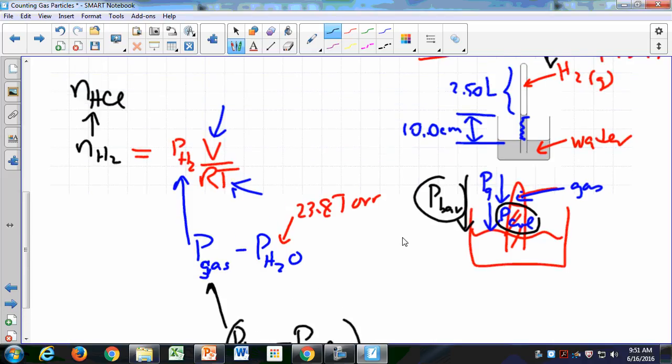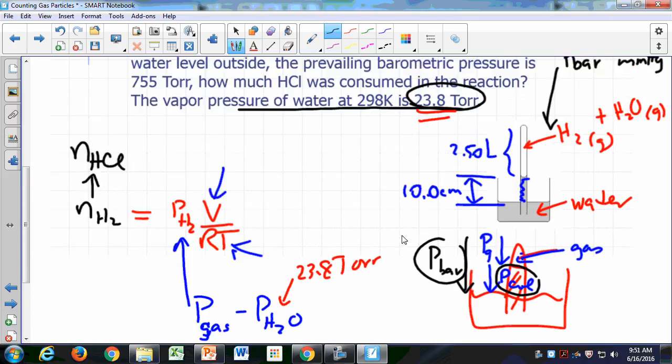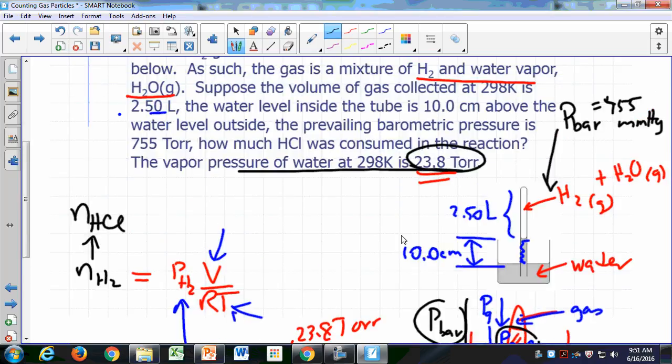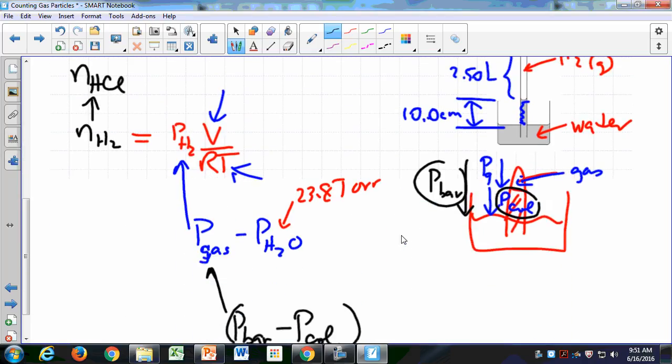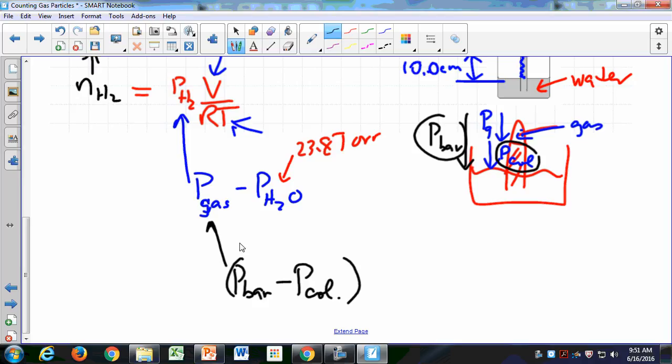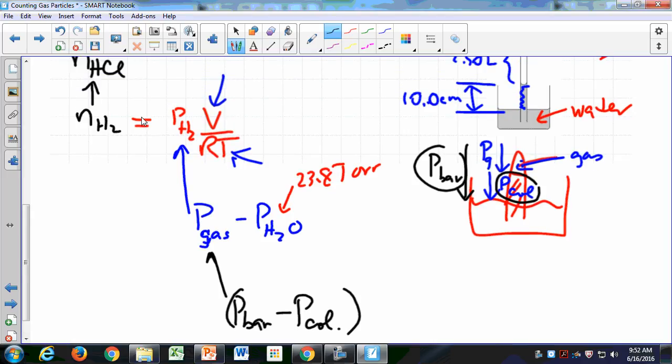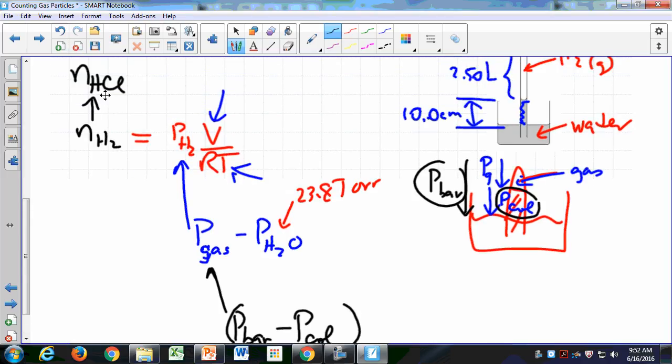So that's how you need to solve this problem. And I'm going to leave it to you to figure it out based on the information given here. So that's the strategy you're going to have to use. Get the column pressure of the water, subtract it from the barometric pressure to get the pressure of the gas, subtract the vapor pressure of water to get the partial pressure of H2, multiply by V over RT to get moles of H2, and then you get from moles of H2 to moles of HCl.